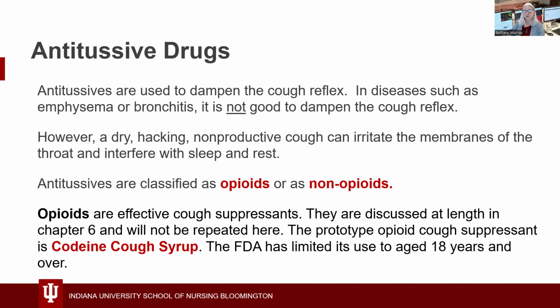But in the average head cold or minor flu situation, a harsh, irritating cough might become very uncomfortable for the patient and interfere with sleep. So we may want to turn to an antitussive. So we can use opioids. All of the opioids suppress or dampen the cough reflex in the brain and are a very effective cough suppressant. But as we have learned, opioids have their own significant problems. Probably the only opioid that's appropriate for suppressing cough is codeine cough syrup. It is limited to age 18 years and over because of the risk for opioid overdose.